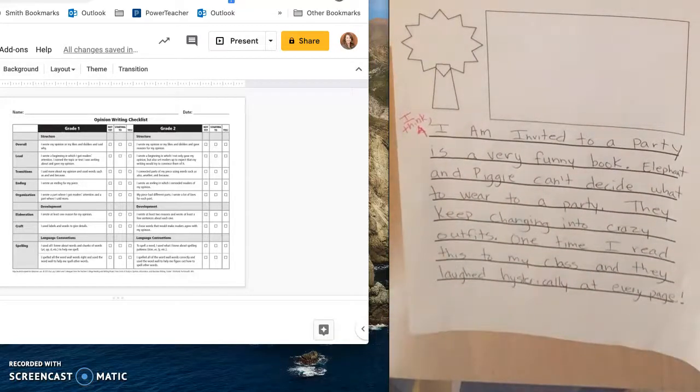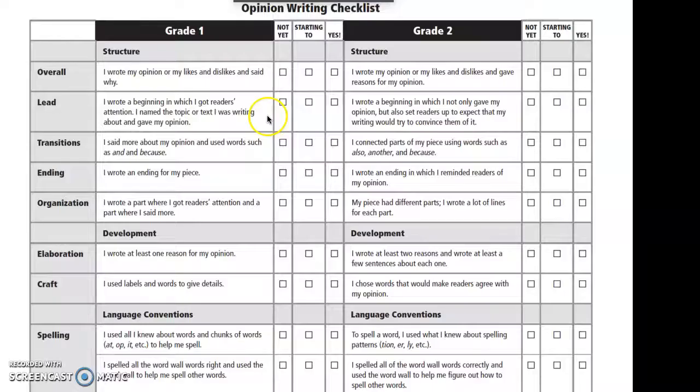Now let's look at the next thing on our list. I can check those off. I can say yes and yes. And if you want a challenge, you can look at the second grade expectation, which is just a little bit harder. Now we're going to look at transitions. I said more about my opinion and used words such as "and" and "because." This is about connecting the parts of our writing and explaining my reasons. And then I'm going to check if I have an ending for my piece.